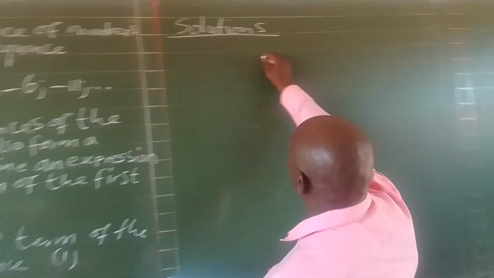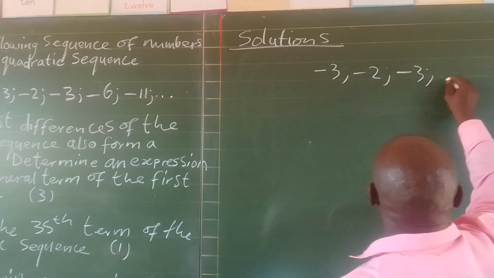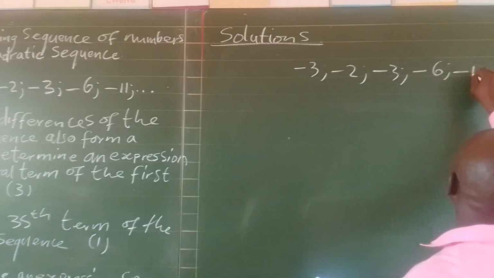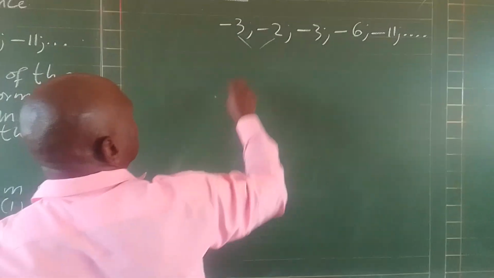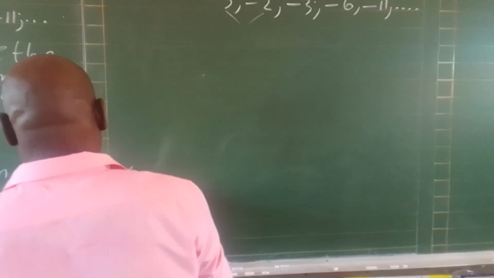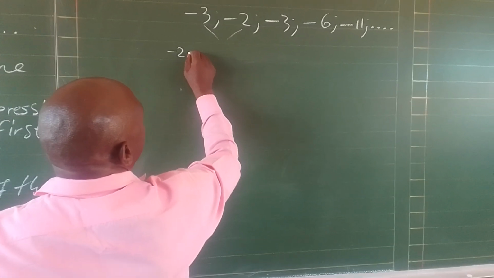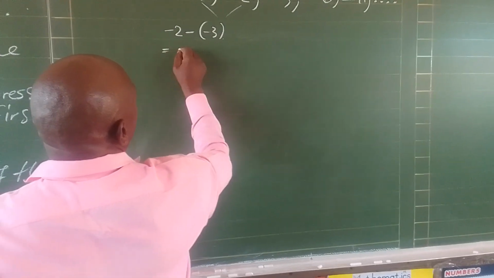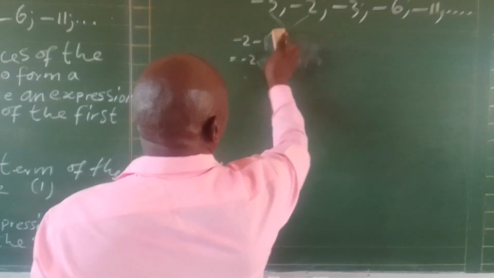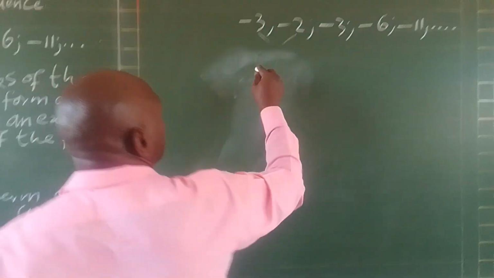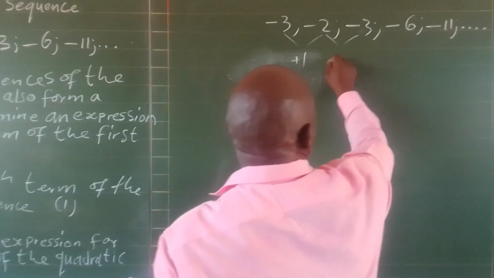You take your sequence: -3, -2, -3, -6, -11, and so on. The first difference here is -2 minus -3, which is the same as -2 plus 3, which is +1. This is how we get a +1 there. Then here the difference is -3 plus 2, which is -1.